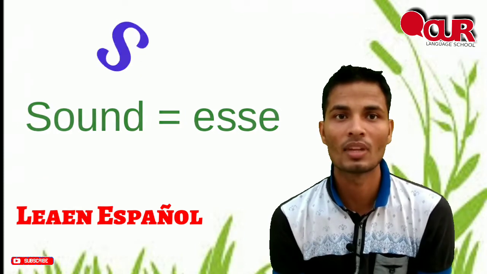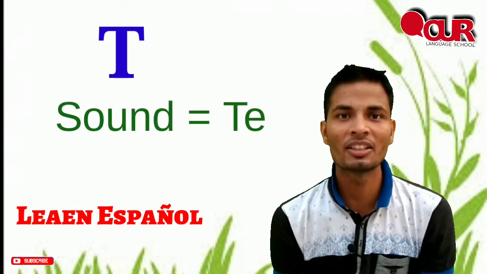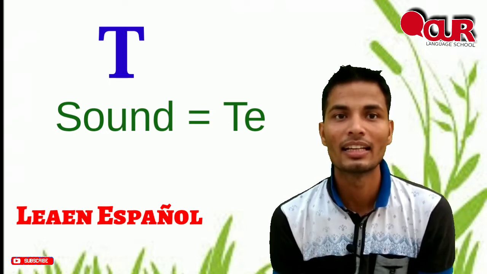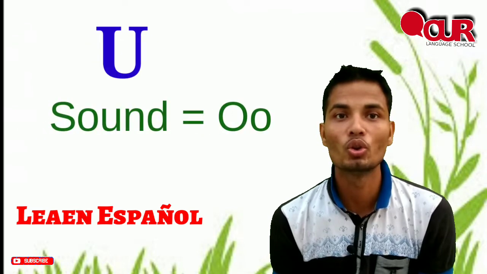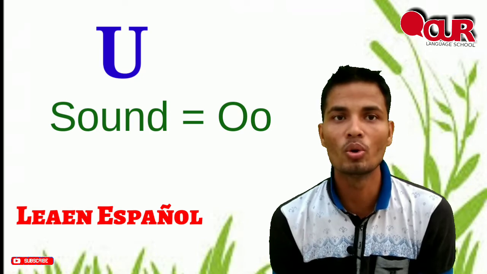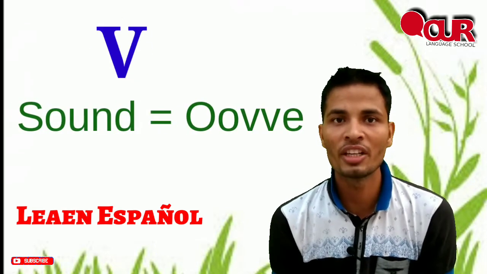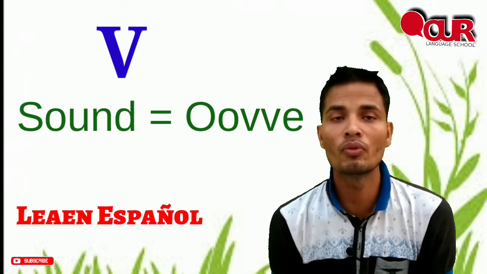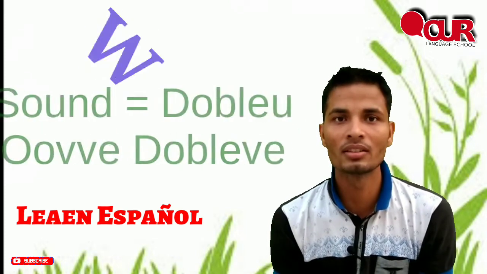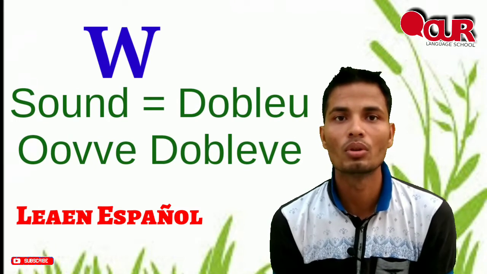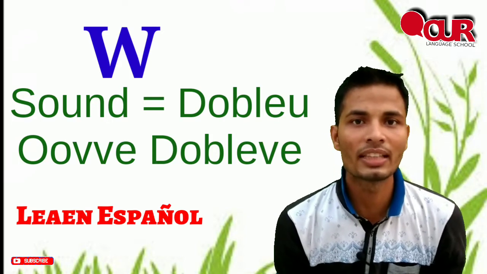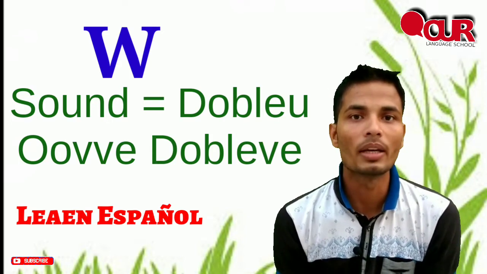Next is T. T in Spanish is Te. Next is U. U in Spanish is U. V. V in Spanish is Uve. And W in Spanish is W. But in some countries we say Uve W.